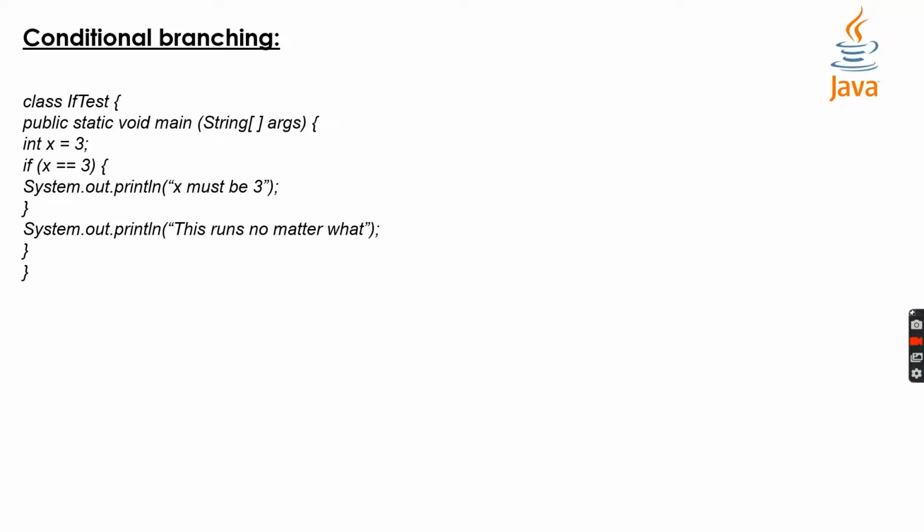So this is class IfTest. We define the class name as IfTest. Public static void main String args, int x equals 3. If x equals 3, so here we define the condition. If x is equal to 3, System.out.println x must be 3. Okay, and the if block is over, and System.out.println this runs no matter what, because x equals 3. So this is the output of it: x must be 3, and this runs no matter what.